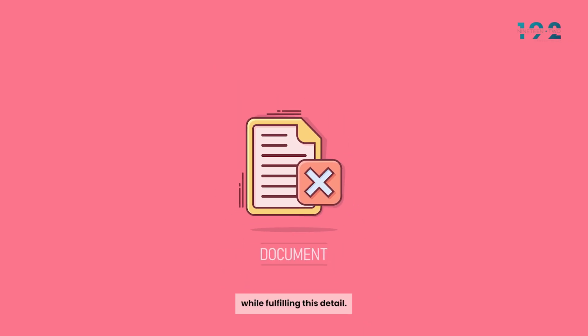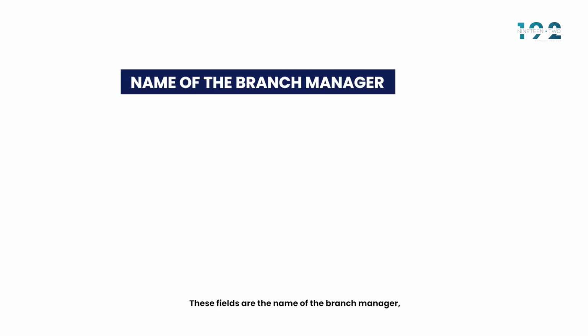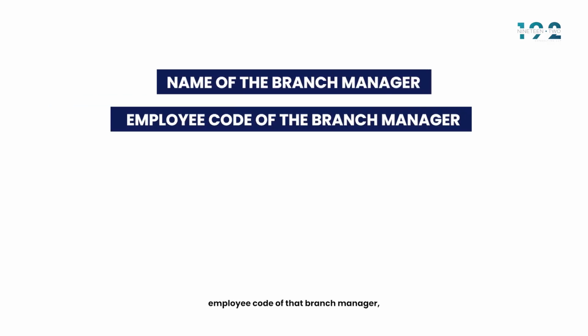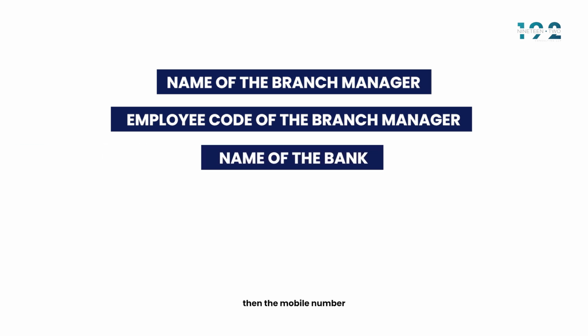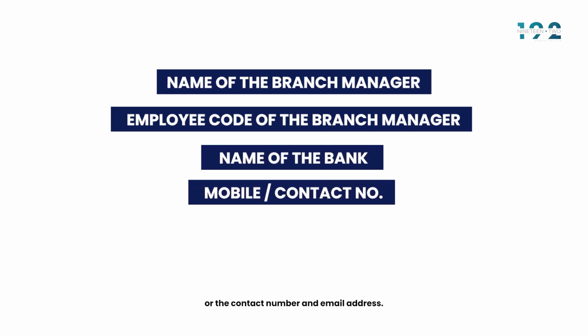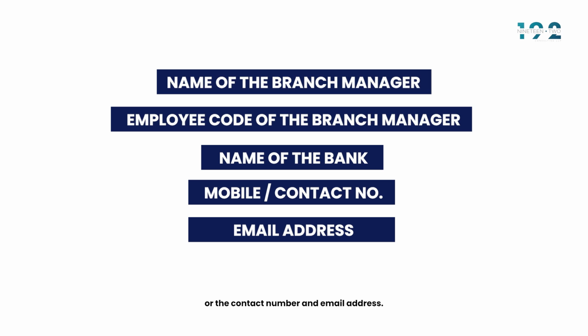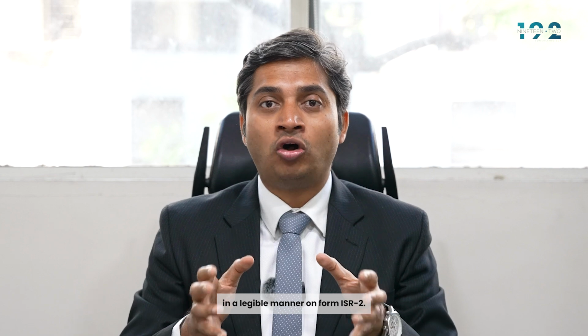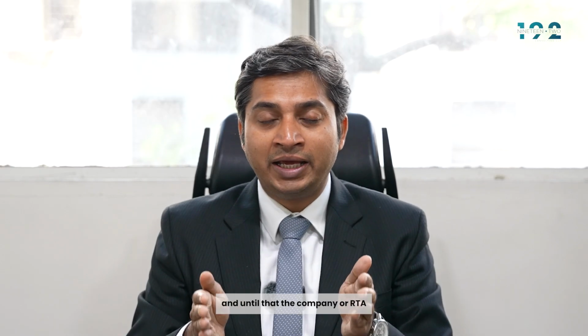Now, usually the investors go wrong while fulfilling this detail. There are certain fields that are very precisely mentioned on ISR-2. These fields are the name of the branch manager, employee code of that branch manager, name of the bank, then the mobile number or the contact number and email address. All these details have to be mentioned very precisely in a legible manner on Form ISR-2. Unless and until that is done, the company or RTA will not approve and ISR-2 will get rejected.